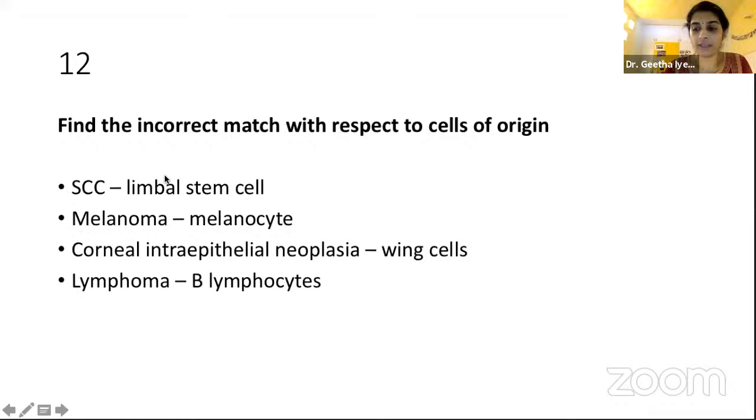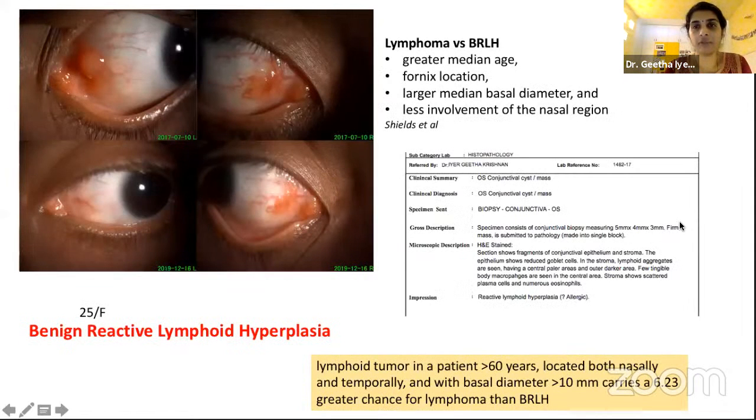I think related to this particular case, I just thought that I will share a few similar such cases that we have seen, which basically look like lymphoproliferative lesions. They can all look very similar, but they can be very different on your histopathology. So this was a 25-year-old female who presented with these bilateral pinkish subconjunctival lesions, which clinically we thought could be grouped under lymphoproliferative lesions. But after doing the biopsy, this patient turned out to be a benign reactive lymphoid hyperplasia.